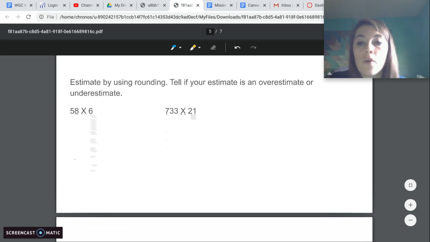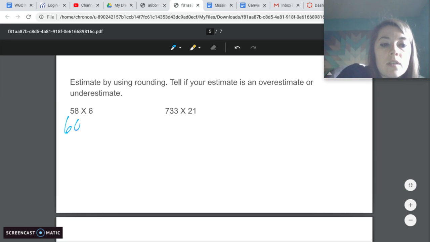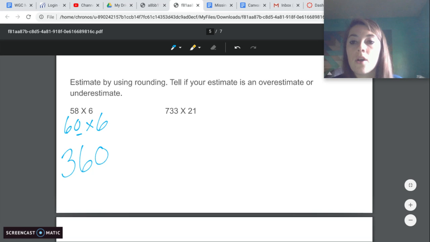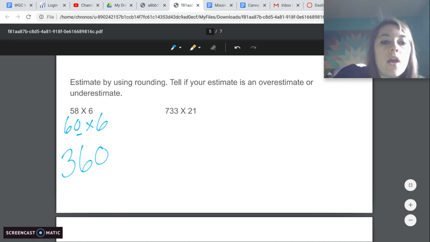All right, estimate by using rounding. Tell if your estimate is an overestimate or underestimate. So 58, we can round that up to 60 times 6. So 6 times 6 is 36 plus our 0, 360. So is this an overestimate or an underestimate? Well, we went from 58 up to 60, so we made it larger. So this is an overestimate.